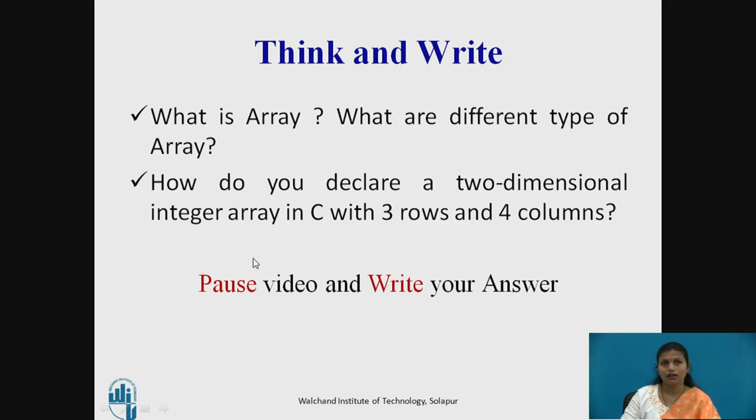So lastly, the students are going to think on this: what is an array and what are the different types of array? And the second question is, how do you declare a two-dimensional integer array in C with 3 rows and 4 columns? So dear student, pause the video and write your answer.